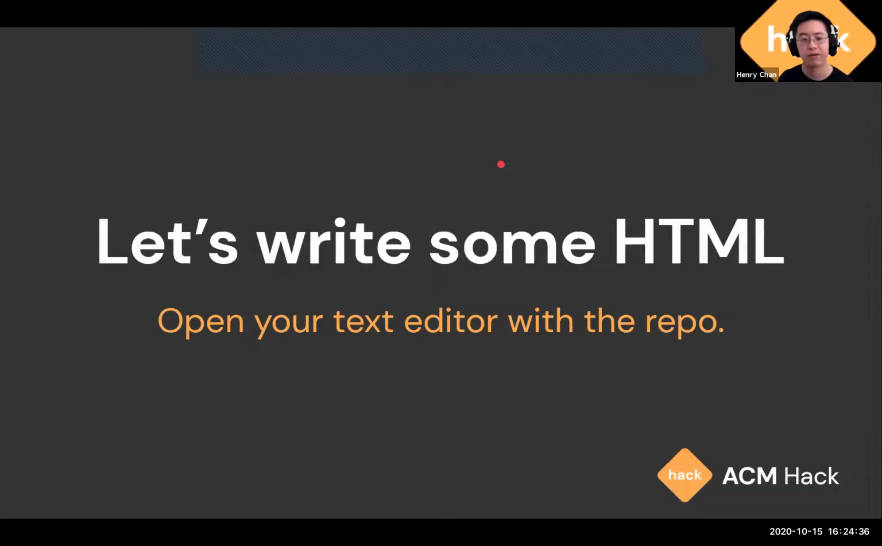All right, so hey everyone, I'm Henry. I'm also one of the event leads for this workshop. Now we're going to transition into writing some of the HTML for the Pokemon generator. What we want you to do is open your text editor, which should be VS Code, because VS Code is superior. Open up the repo with VS Code, and from there, we're going to start writing some of the HTML.